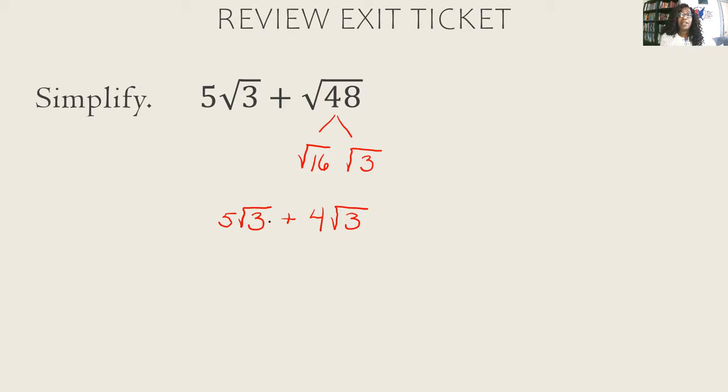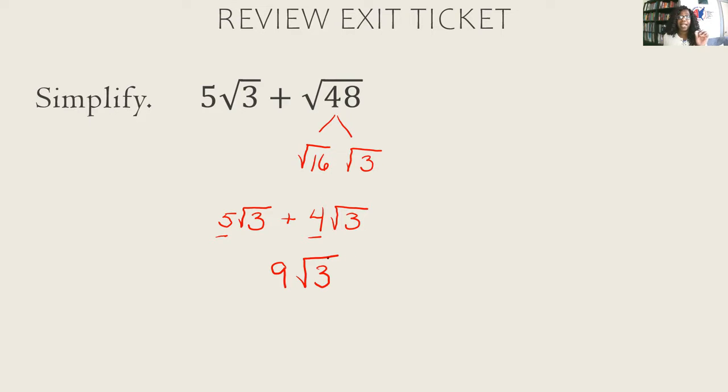So now my radicals are exactly the same, so I can just go ahead and combine things. What I can combine is basically the coefficients in front of my radicals. So 5 plus 4 gives me 9. Now, the square root of 3, since I'm adding, just comes down.